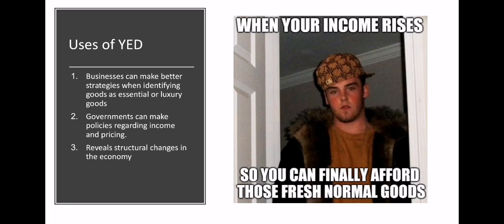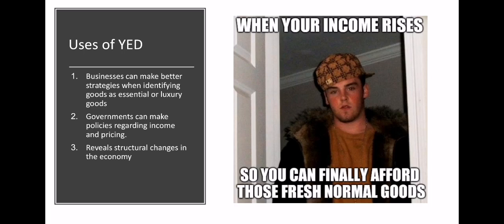I stress these uses a lot, because unless you understand why you use this, there's no point in learning it. So don't look at the guy, just look at the points. Businesses can make better strategies when identifying whether goods are essential or luxury. If you know that your good is a luxury good, you know which crowd will be buying your product. And governments can make policies. For example, remember I told you in command economies how essential goods basically have no taxes and are affordable, while luxury goods are very expensive, so only a small crowd can buy them. So there are a lot of taxes, and if governments want to restrict things such as alcohol and cigarettes, there are a lot of taxes on those as well.